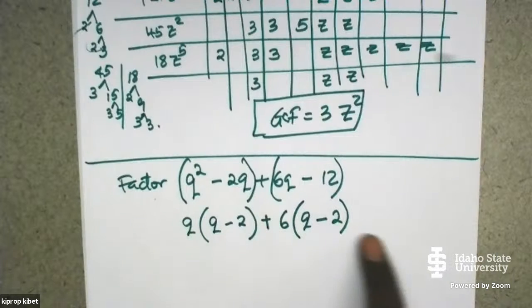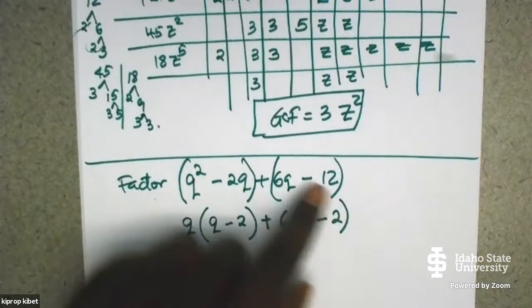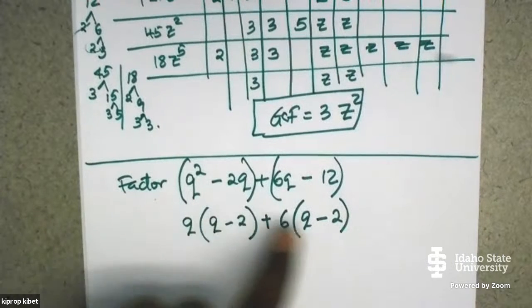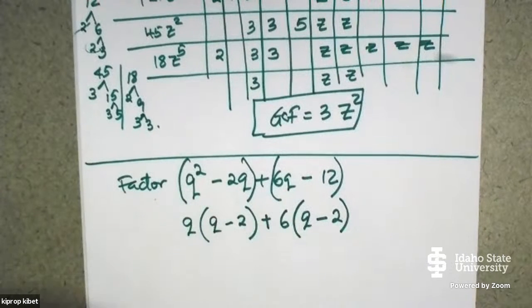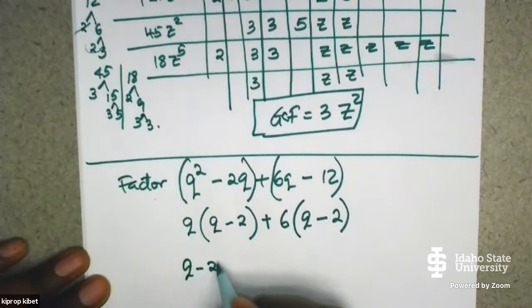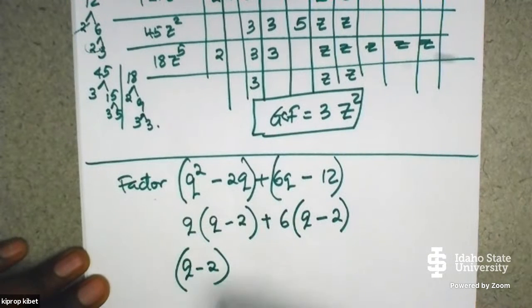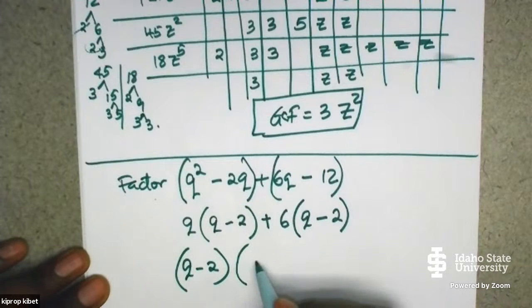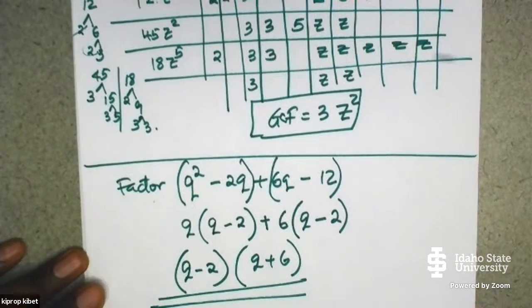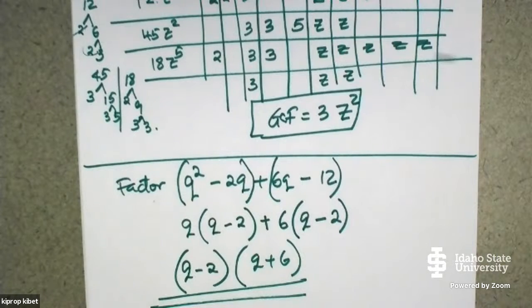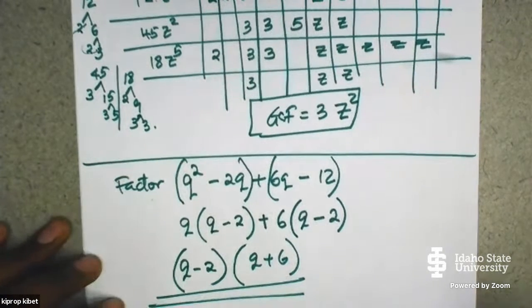Now, looking at the whole of it, what is common? q minus 2. Now, when we factor out q minus 2, what remains? q plus 6. q plus 6. Are we together? Exactly. Okay, let's do another example on the set.